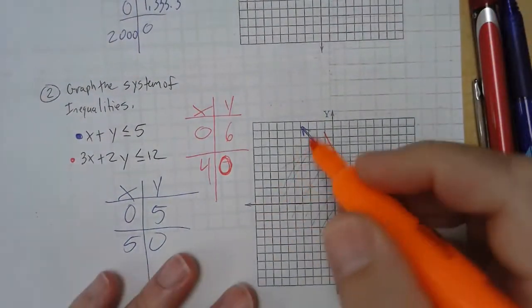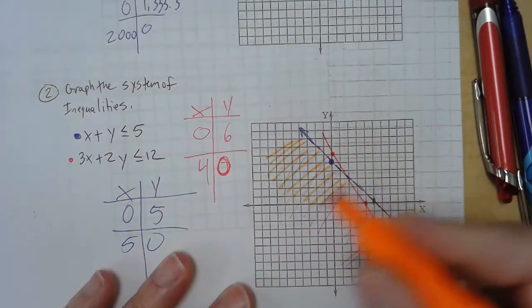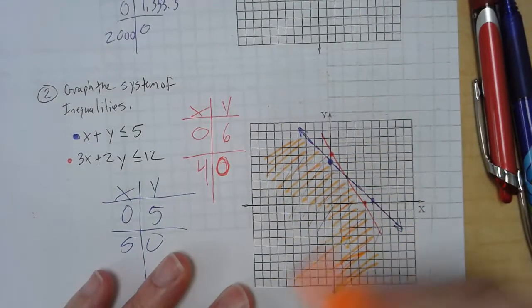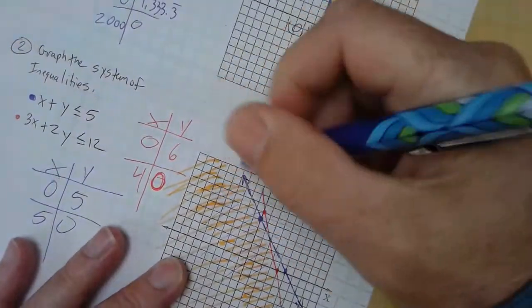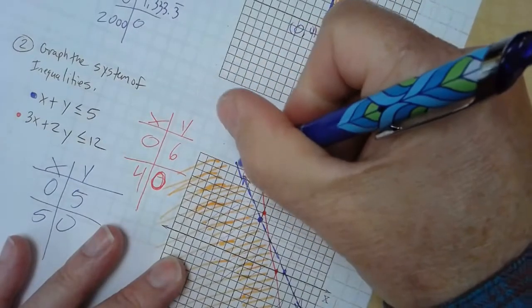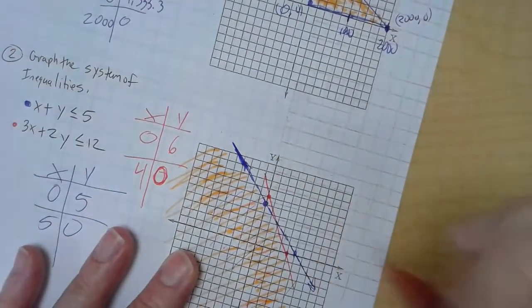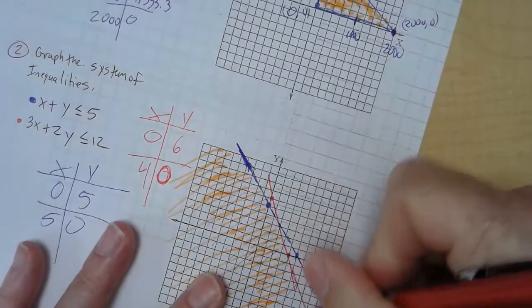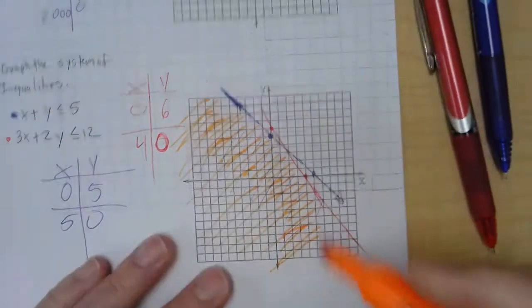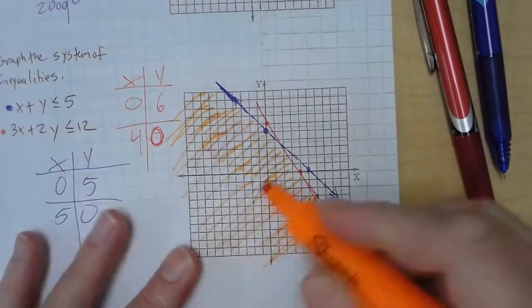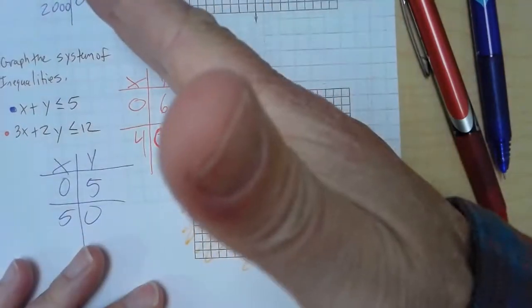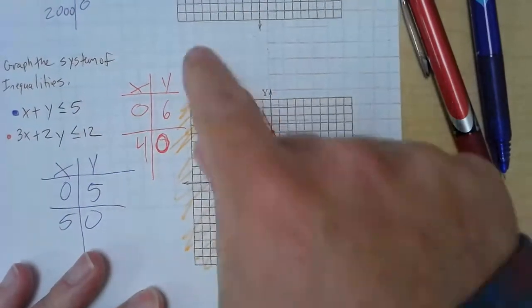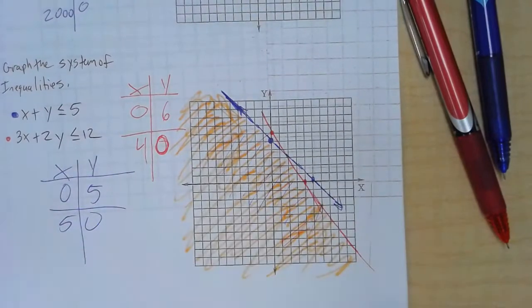So I'm shading underneath the blue line, and I'm shading underneath the red line. This is the area that works for this. I'll extend this blue line all the way out to the edge of the graph, and I can extend this red one out to the edge of the graph there. If I wanted to make it prettier, I would use a ruler, but this works for general explanation. So I'm under the blue line and under the red line. That's the area that makes both equations true.